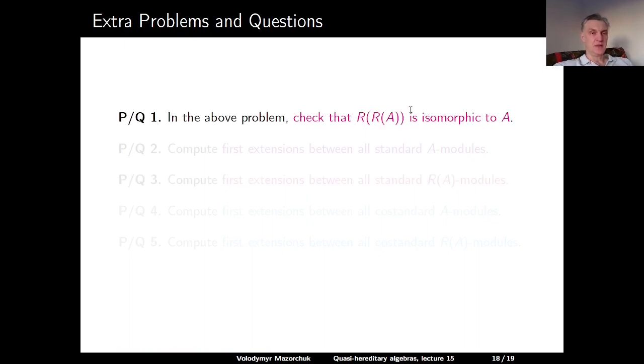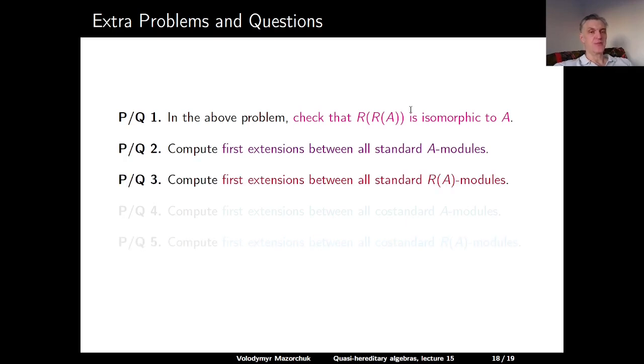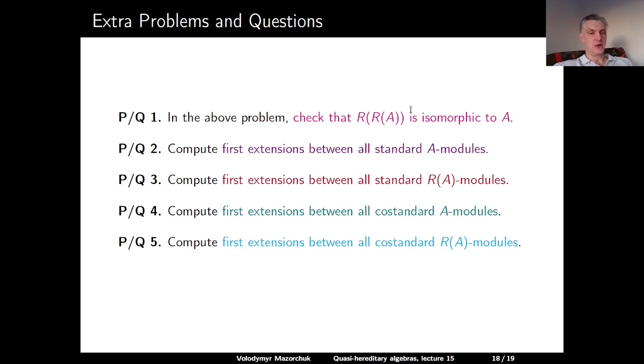Problem question 1. In the above problem, check that the second Ringel dual of A is isomorphic to A. Problem question 2. Compute first extensions between all standard A modules. Problem question 3. Compute first extensions between all standard R of A modules. Problem question 4. Compute first extensions between all costandard A modules. And problem question 5, compute first extensions between all costandard R of A modules.